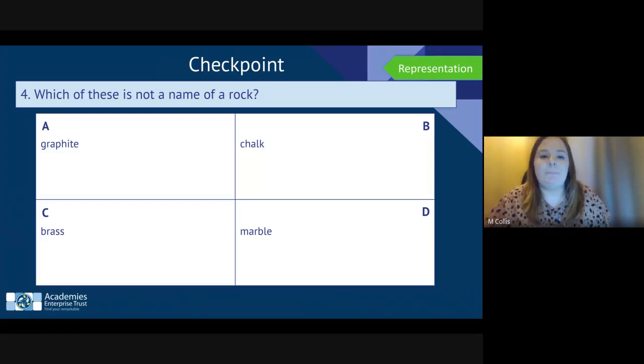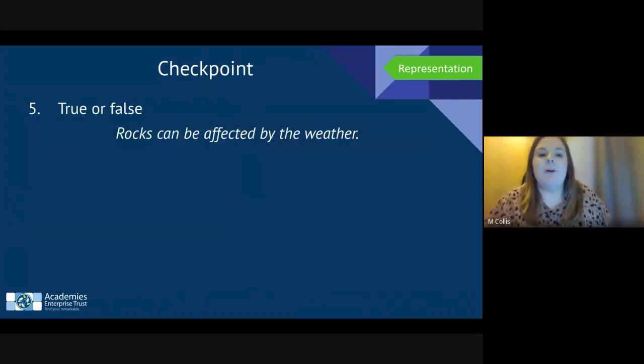Question number 4 then. Which of these is not a name of a rock? Is it A, graphite, B, chalk, C, brass, or D, marble? Which of these is not a name of a rock? And question number 5. True or false? Rocks can be affected by the weather.